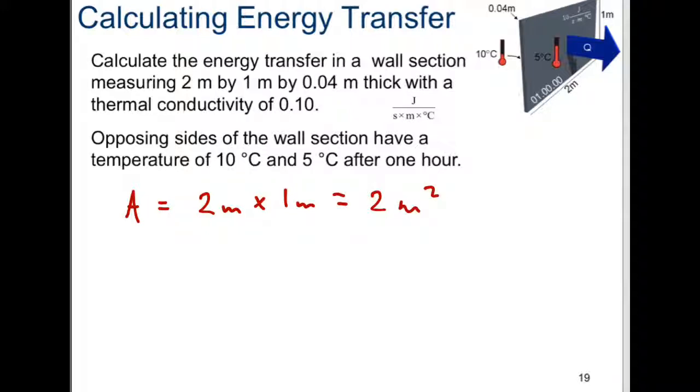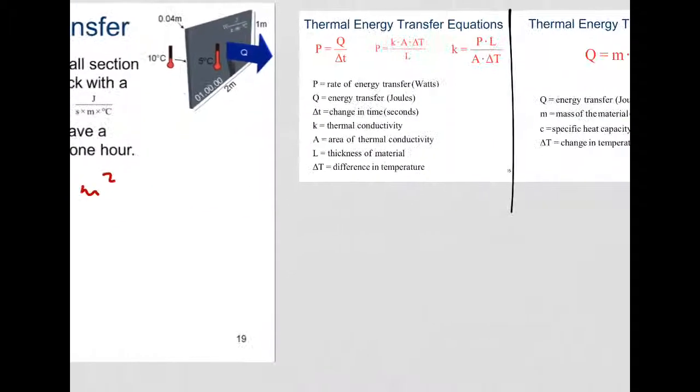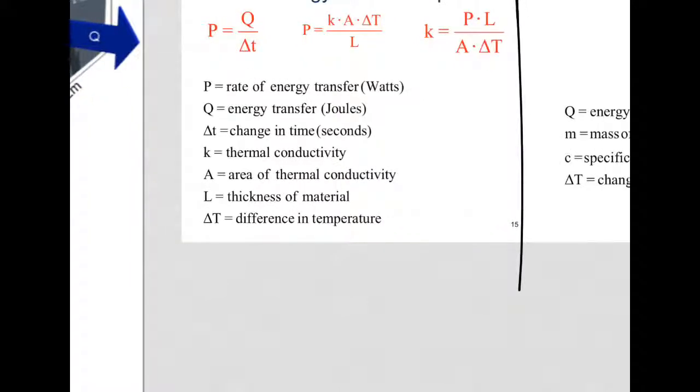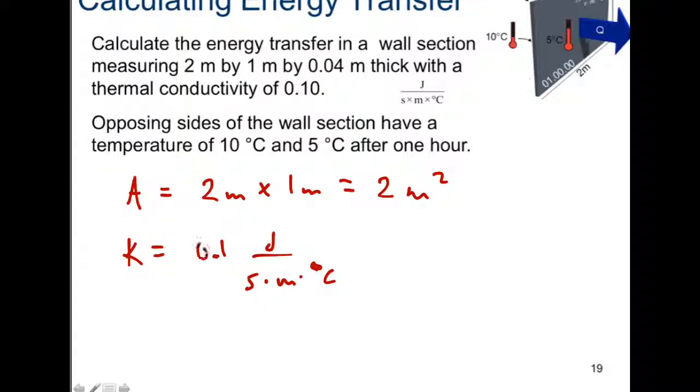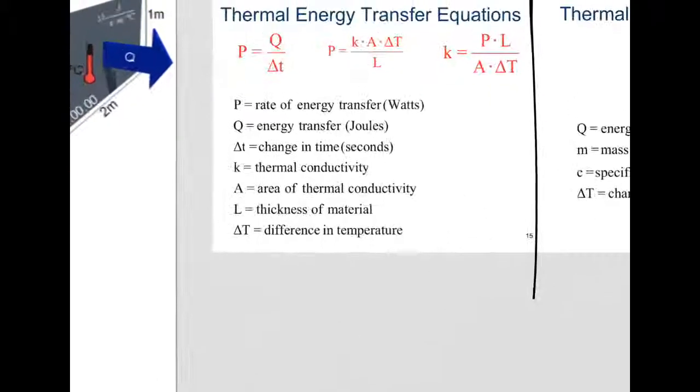They tell me that the thermal conductivity of this wall is 0.1. So what is thermal conductivity? Thermal conductivity is K. So I'll have K equals 0.1 joules per second times meters times degrees Celsius. Ooh, that's complicated. All right. Now I'm looking over here.